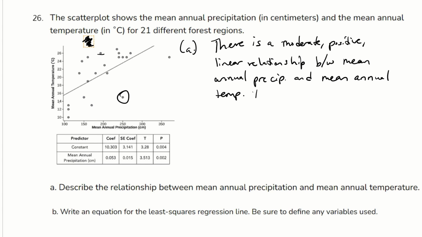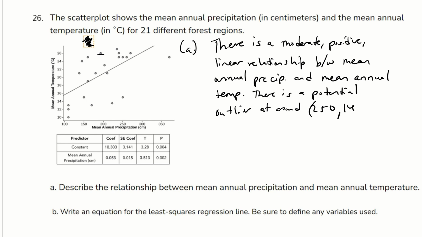So there is a potential outlier at around 250, and this is about 14, 15 maybe. It's around there. I'm just going to say 14, but it might be about 14, 15. All right, so that's the description.